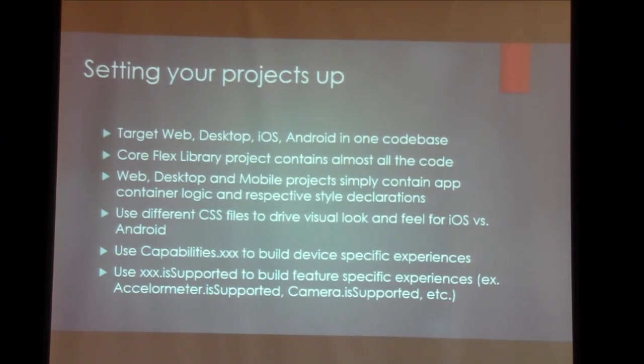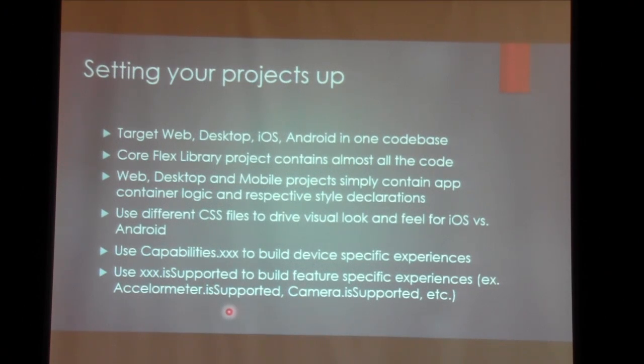And for almost all of the features, there is a dot isSupported boolean available. So you can say, if accelerometer is supported, then do this. If it is not supported, no matter what device it is, it can be an iPad 1 or an Android, you can use that to write your logic easily.